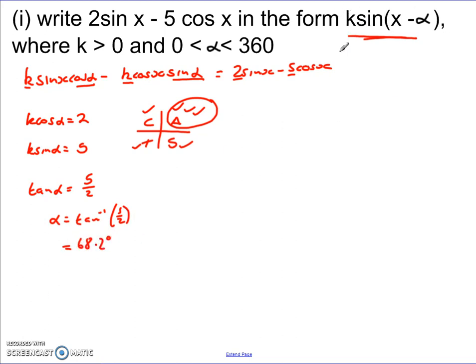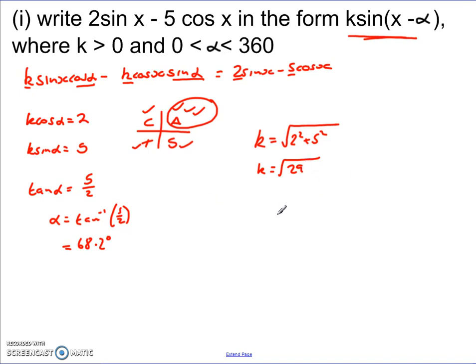What we then have to figure out is the k part. Well, k, remember, is equal to the square root of these two coefficients squared and then added together. So in this case, we know that k is equal to the square root of 2 squared plus 5 squared. 2 squared is 4, 5 squared is 25. So k is equal to the square root of 29. Now with one like this, leave it as a number like this. Don't take the square root of 29 and round it. Actually leave it written in this form. Don't worry about taking it from there.